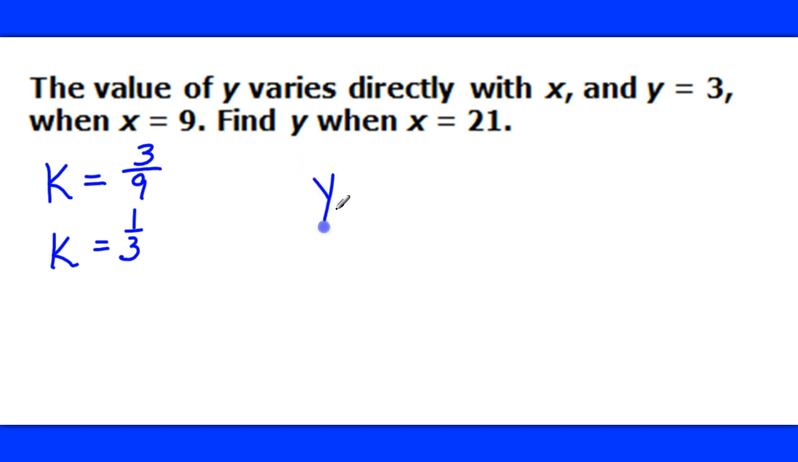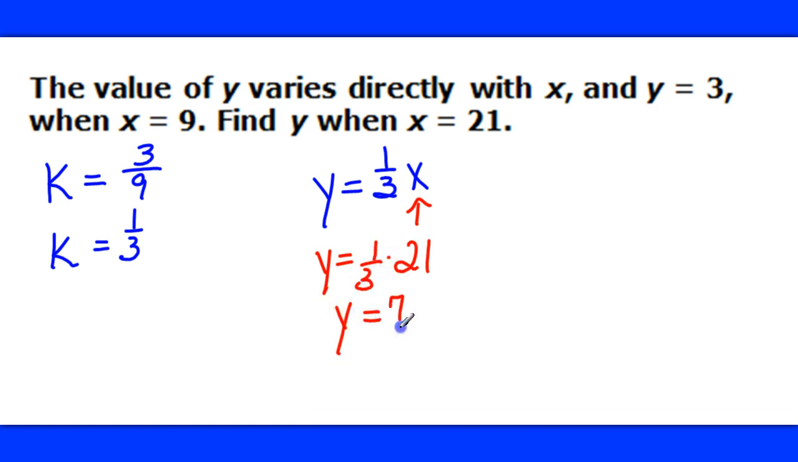So you can use that to write an equation. You can say y is equal to kx. Then you can use this equation to answer the next part of the question that says, find y when x is 21. Put a 21 right there in place of the x, and that gives you y is equal to 1/3 times 21, so y is equal to 7. That's one way to do it.